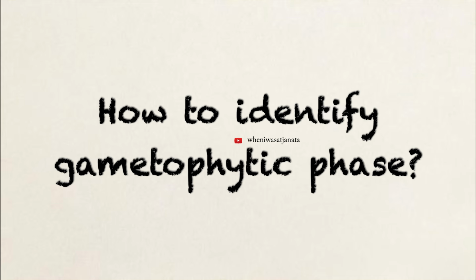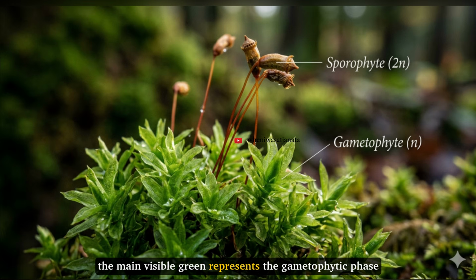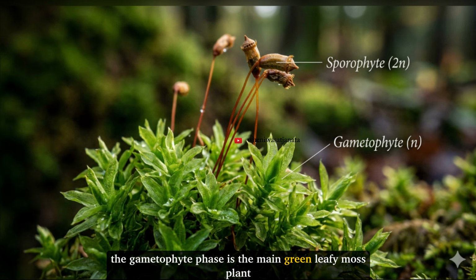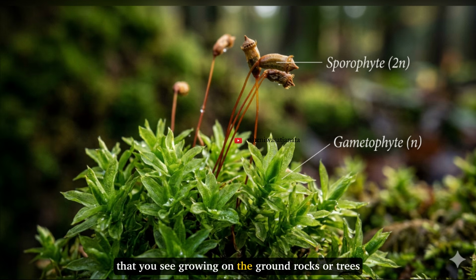Which one is the gametophyte phase and how do we identify it? The main, visible green plant body represents the gametophyte phase. The gametophyte phase is the main, green, leafy moss plant that you see growing on the ground, rocks, or trees. It is completely green, photosynthetic, and contains the leaf-like structures and root-like rhizoids.